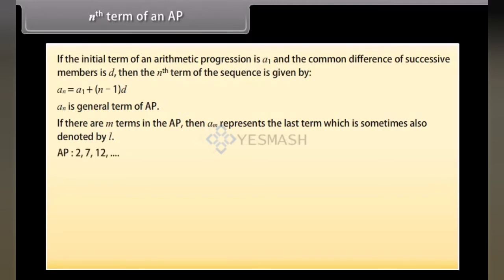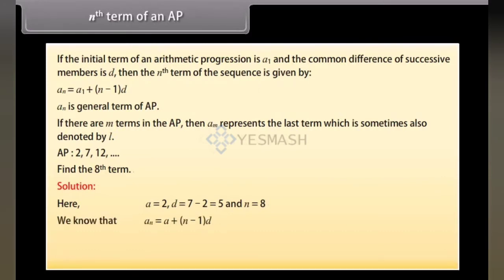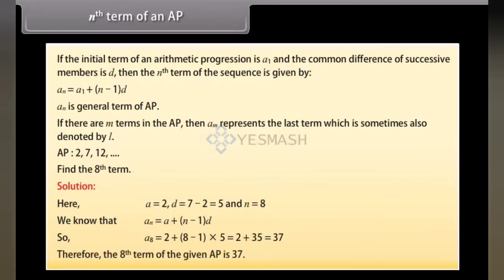Now by using the formula of nth term, let's find the 8th term of the given AP. Here A is equal to 2, D is equal to 7 minus 2, which is 5, and n is equal to 8. We know that An is equal to A plus (n minus 1) D. So, A8 is equal to 2 plus (8 minus 1) into 5, which is equal to 2 plus 35, which equals 37. Therefore, the 8th term of the given AP is 37.